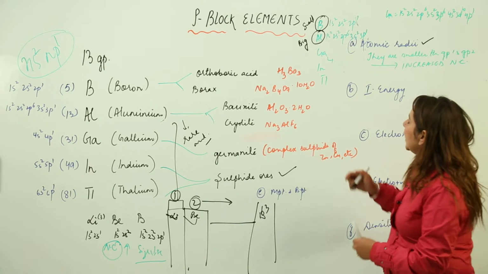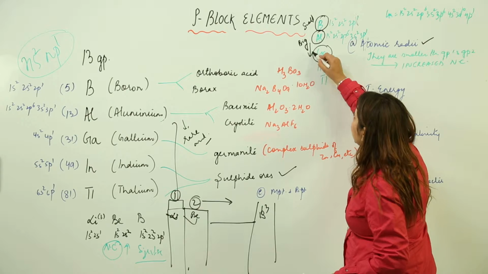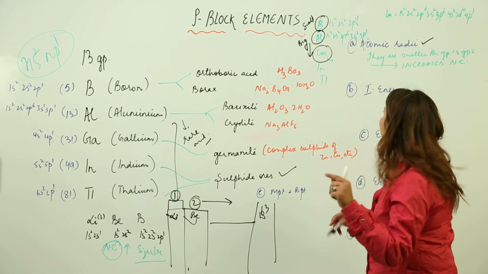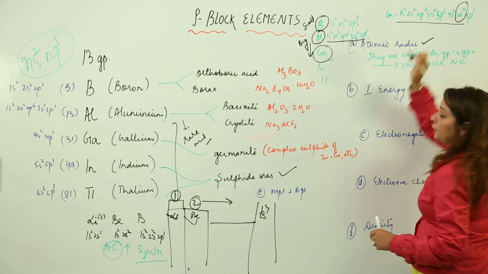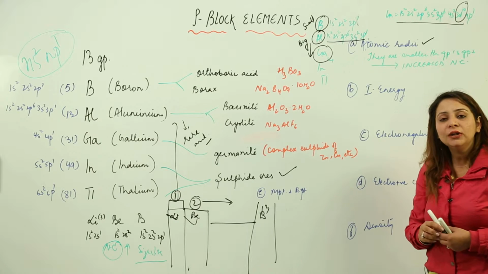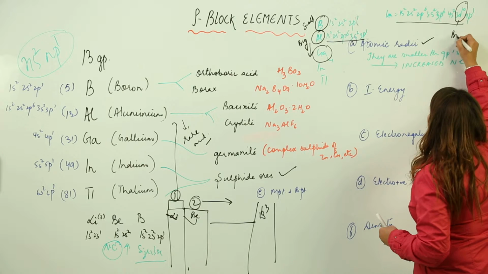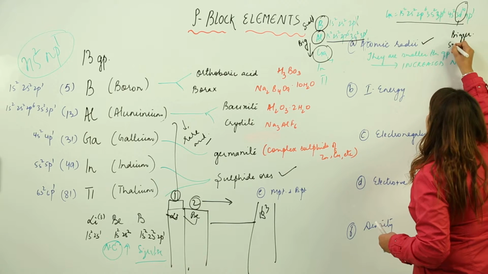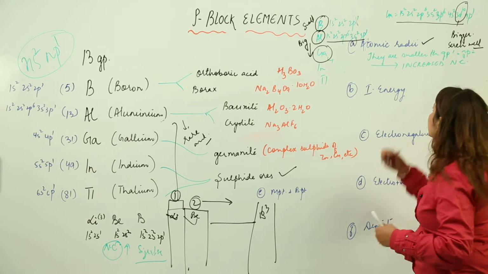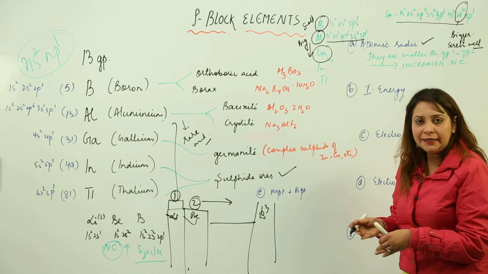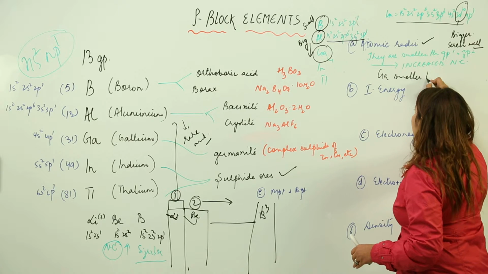Why? As you move from aluminium to gallium, what change do you observe? Just look at the configuration. Here there is no d orbital and here the filling of the d orbital takes place. As the d orbital is quite bigger in size, it does not screen well. Therefore, the nuclear charge will be more in gallium as compared to aluminium, due to which gallium is going to be smaller than aluminium.